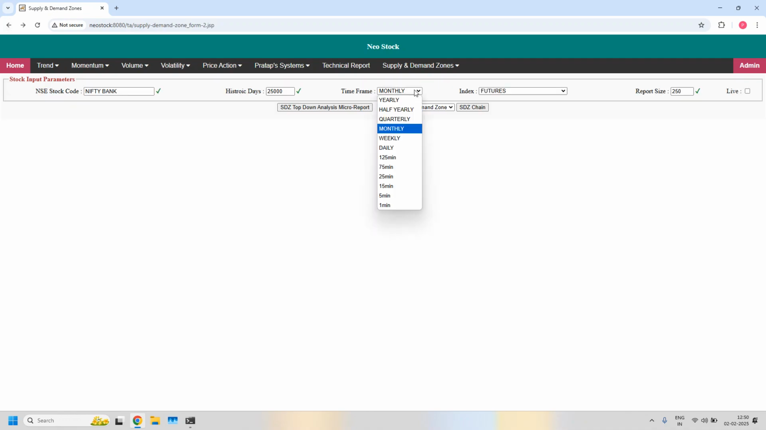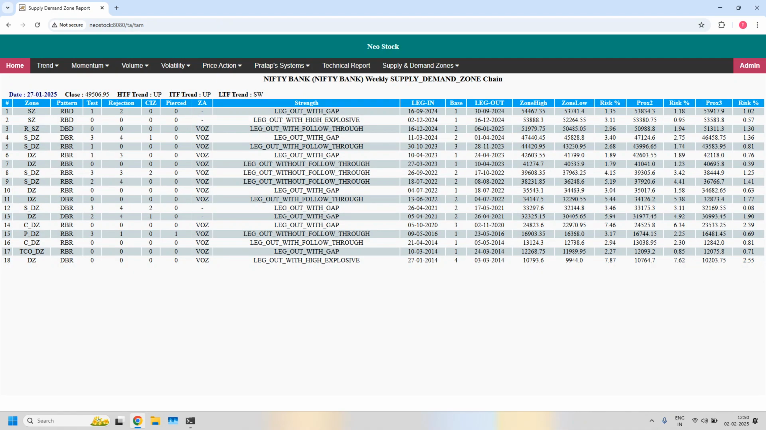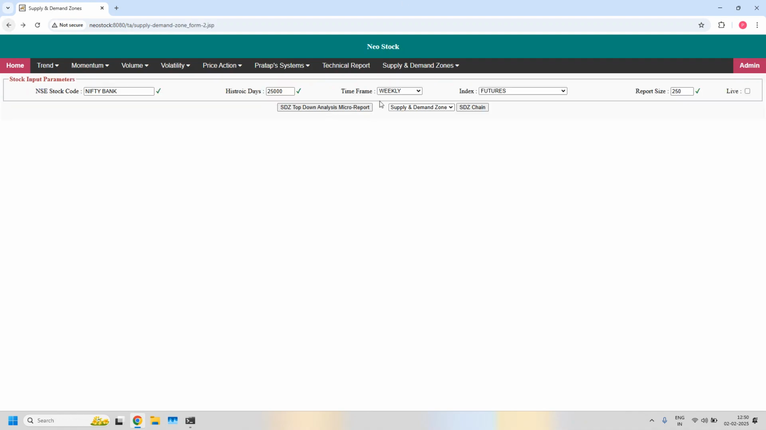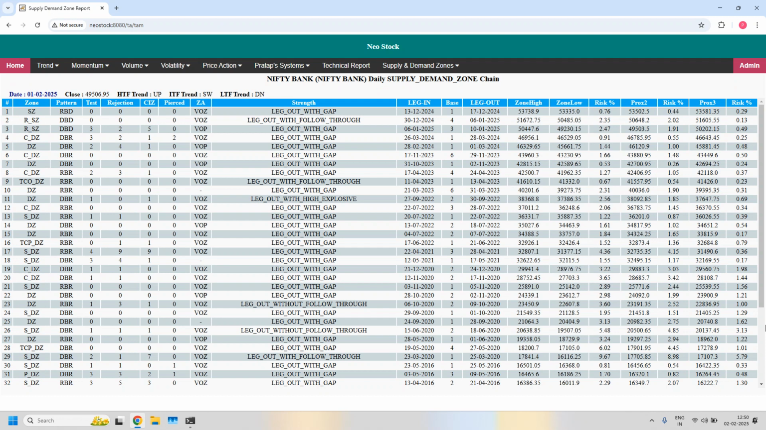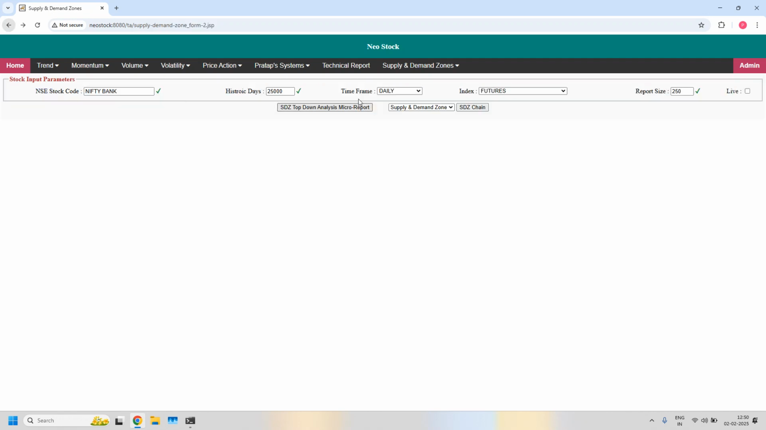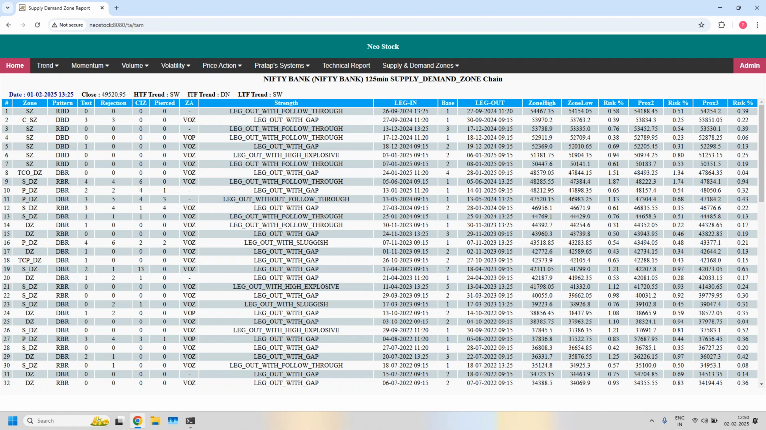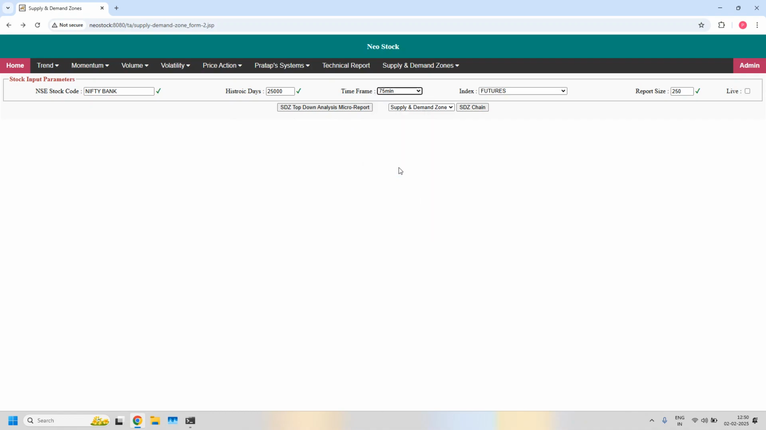Next, weekly supply demand zone chain for Bank Nifty. Next, daily supply demand zone chain for Bank Nifty. Next, 125 minutes supply demand zone chain for Bank Nifty. Next, 75 minutes supply demand zone chain for Bank Nifty.